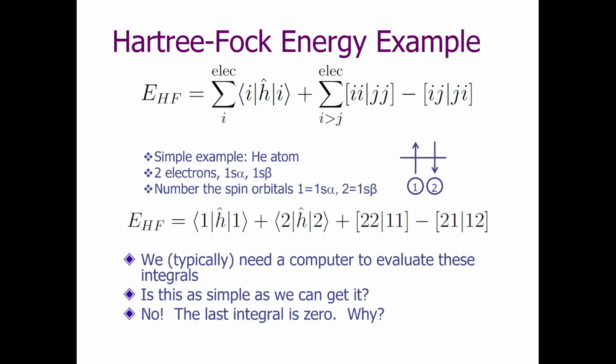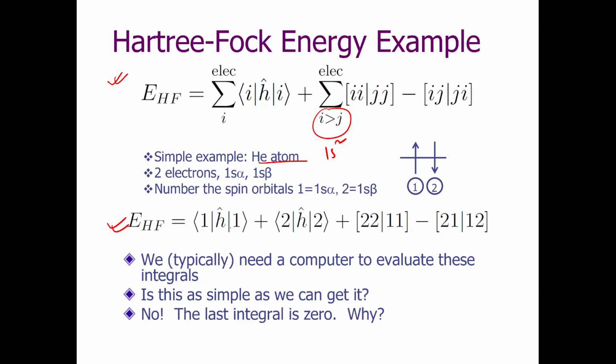Now, the Hartree-Fock energy example. Here the important thing is that i goes over j, so there is no half term here, because you are not double counting any interaction. This is a simple example of the helium atom. The helium atom we write in a very colloquial term as 1s2. So you have two electrons, one alpha and one beta.